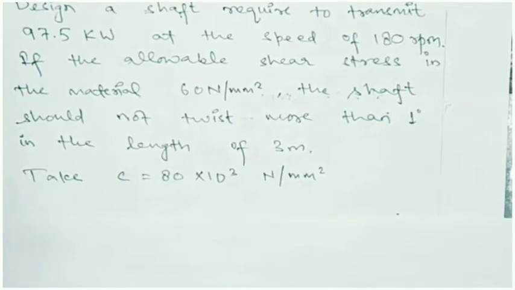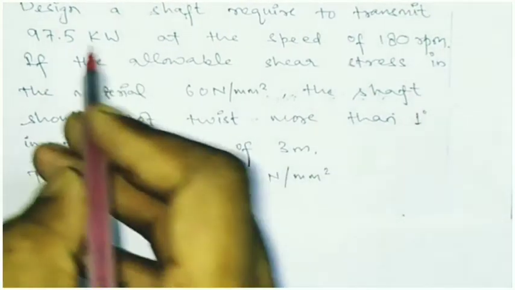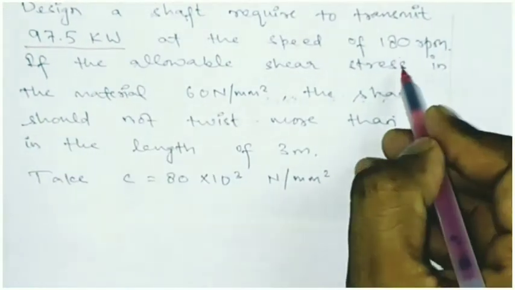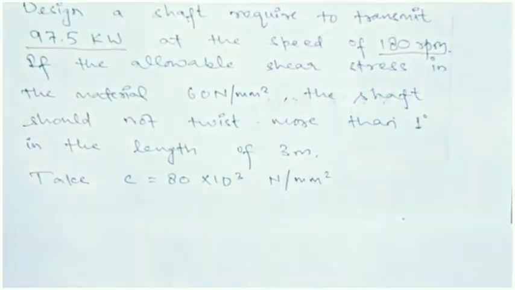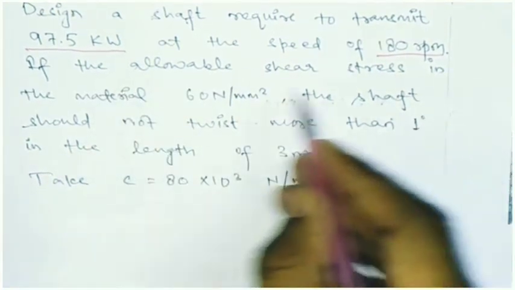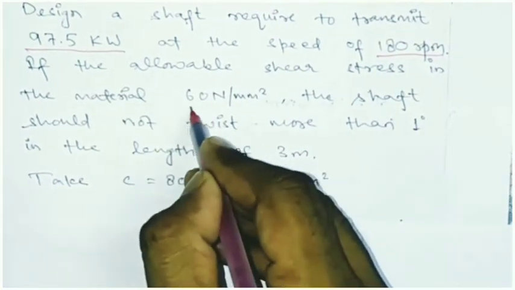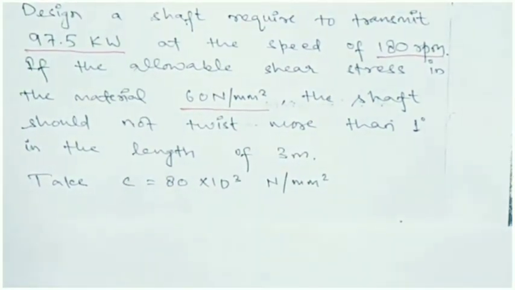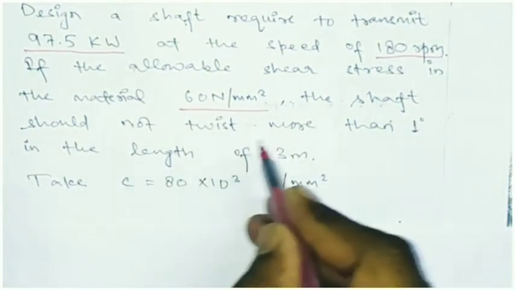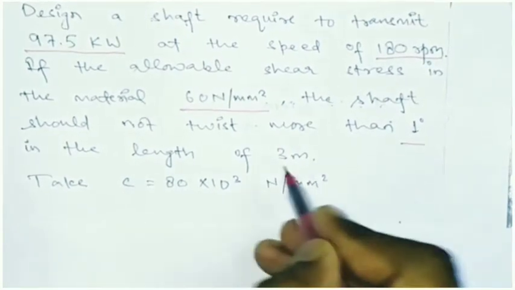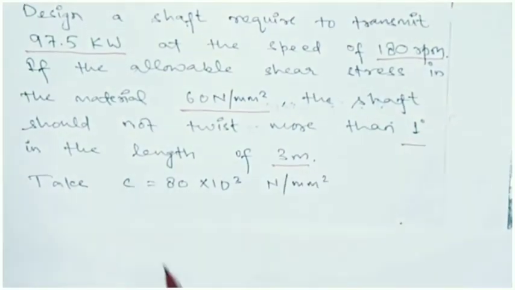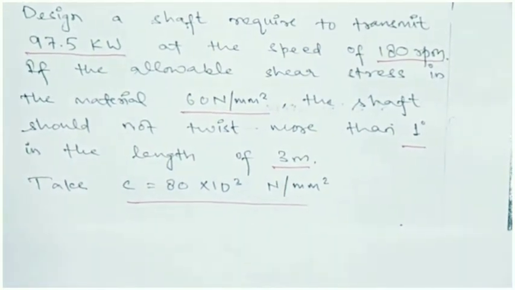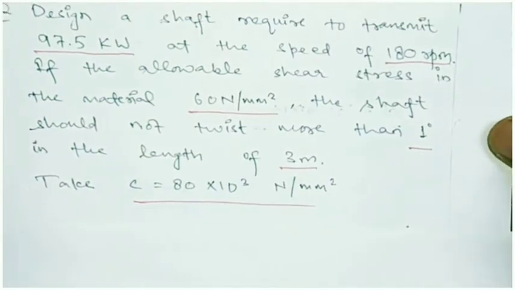Design a shaft required to transmit 97.5 kilowatt of power at the speed of 180 rpm. If the allowable shear stress in the material is 60 Newton per millimeter square, the shaft should not twist more than 1 degree of angle, the length of the shaft is 3 meter, and C should be taken as given. So first of all, we'll begin with writing the information that has been provided in the question.